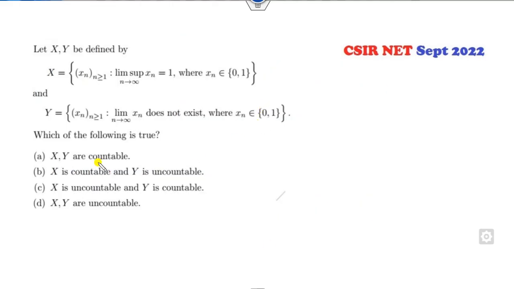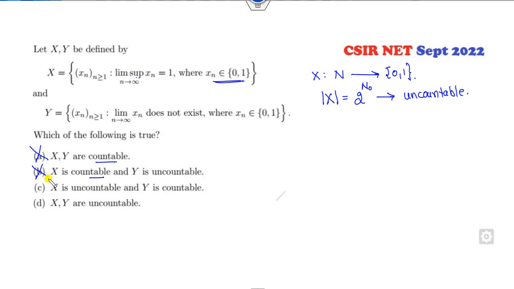Look at this one. Again, this is a question of cardinality, and limit supremum is there. That's why I consider this example. Look at that. X is the mapping whose supremum value will be 1, and Xn belongs to here. That means this value. Fine. So what is the cardinality of this X? 2 raised to aleph naught, which is uncountable. Fine. So that means X is uncountable. So X is countable, cancel. What is the Y? Is the limit of Xn does not exist.